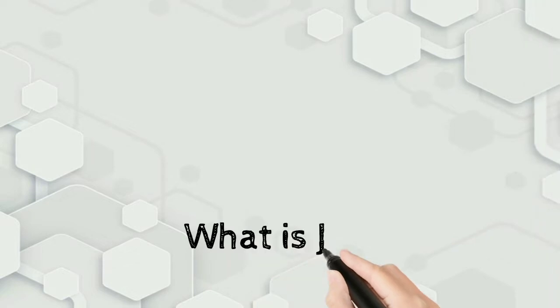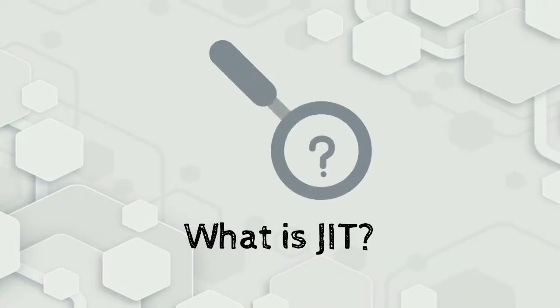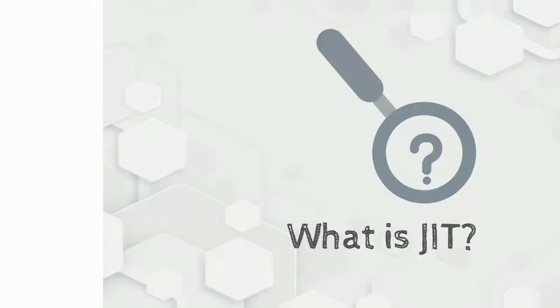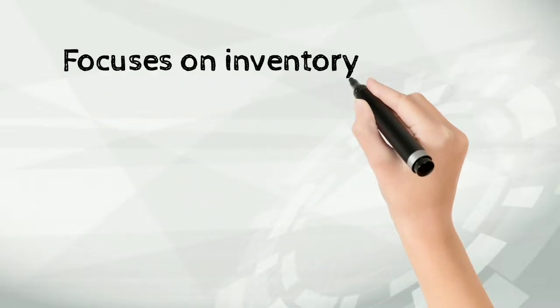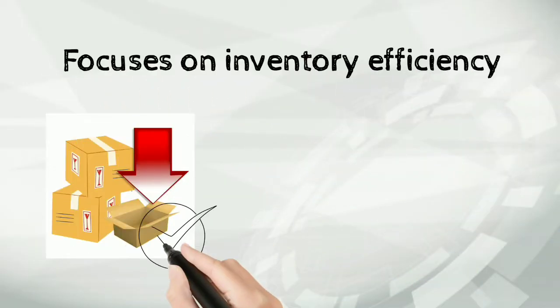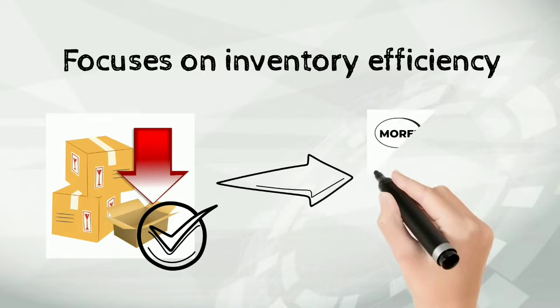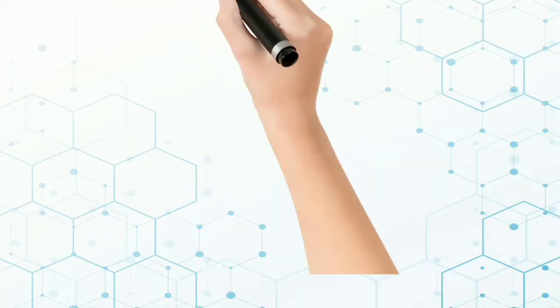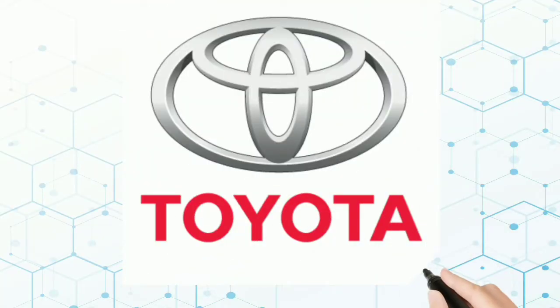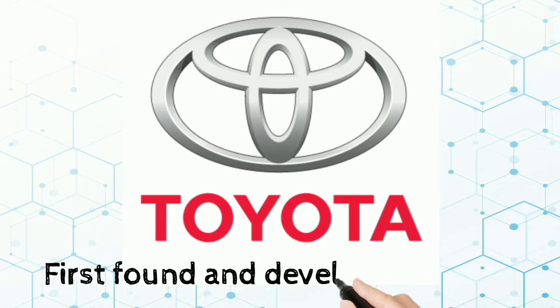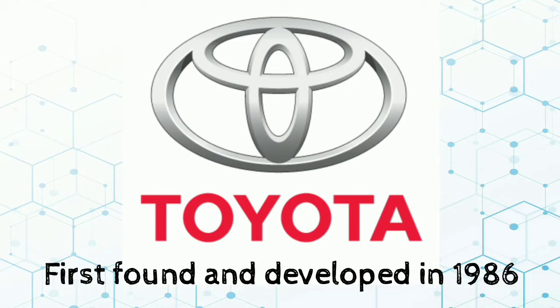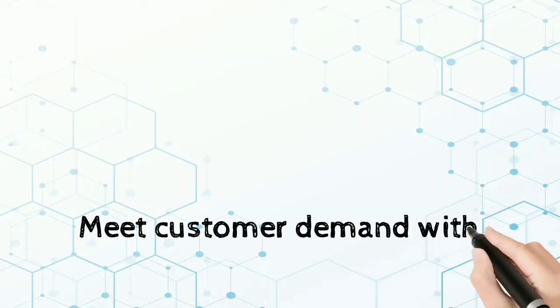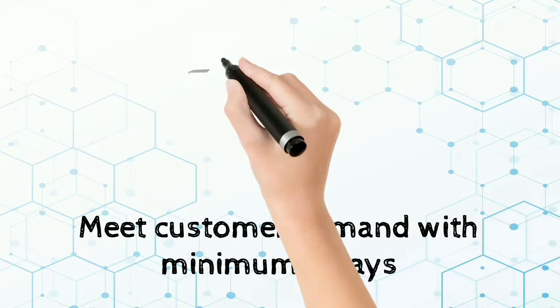So, what is JIT? JIT is an inventory management system that focuses on inventory efficiency, by looking at the amount of demand before setting up an inventory. JIT was first developed by Toyota manufacturing plants in 1986. And the point of JIT is to meet customer demand with the minimum delays.